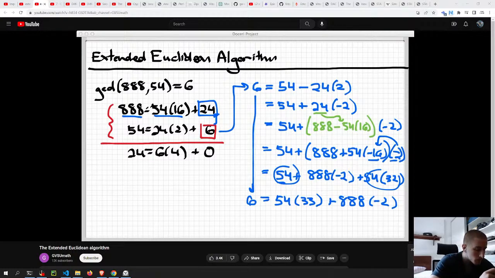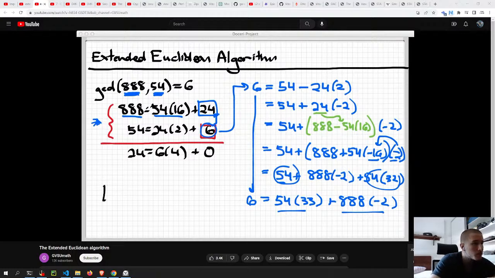Now you can check that this is true, but importantly, notice what I've done here. This whole process, I started by looking at 888 and 54 and found that their GCD was equal to 6. Using the results of the Euclidean algorithm and working backwards through it, by starting with that last non-zero remainder and doing some solving and substitution, I've actually written 6 as a combination of 54 and 888. I can take 6 and write it as 54 times an integer plus 888 times another integer.